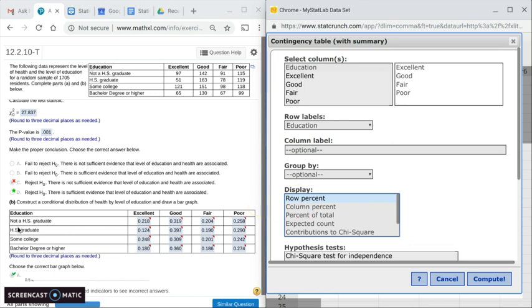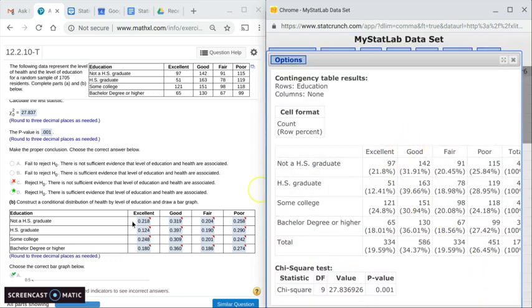Here they're asking for education, which are the rows of the table. So we want row percentage, and that's going to give us the percentages. You see right here, 21.8%. There's 21.8, 12.41 right here. These all match.